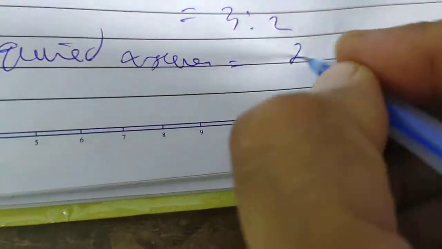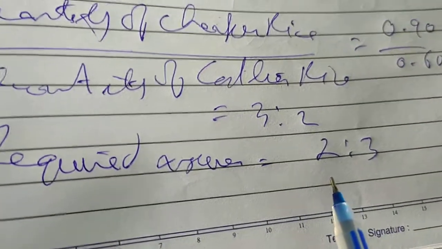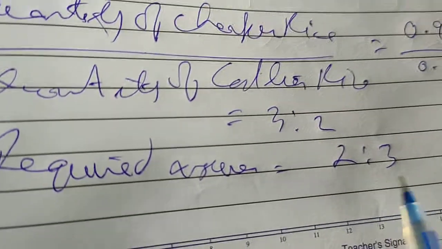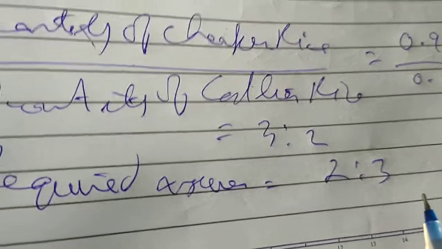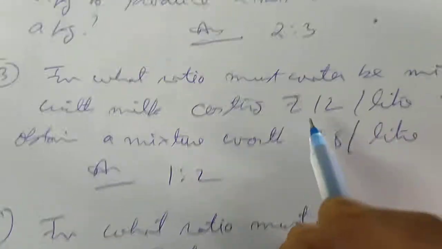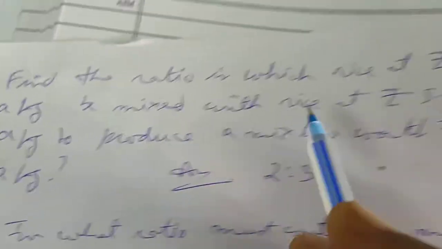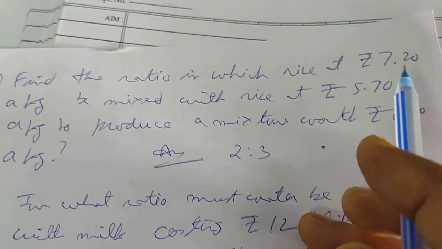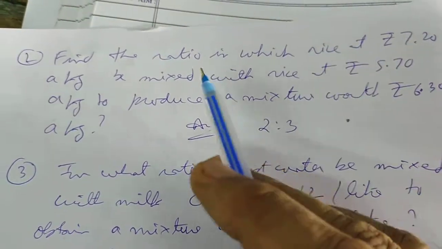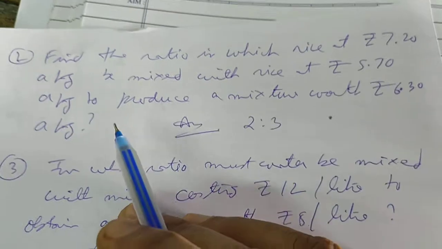So therefore our required answer will be 2:3. Why 2:3? Because this simply means that 2 stands for the costlier item and 3 stands for the cheaper rice. You can see it here. The answer is 2:3. Why? Because in this question they have given the costlier price earlier and the cheaper rice price later on. So the right answer will be 2:3.